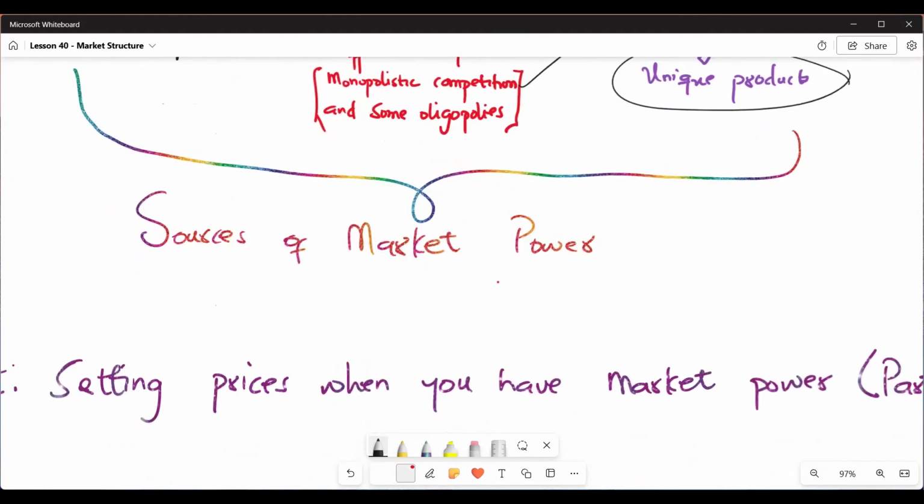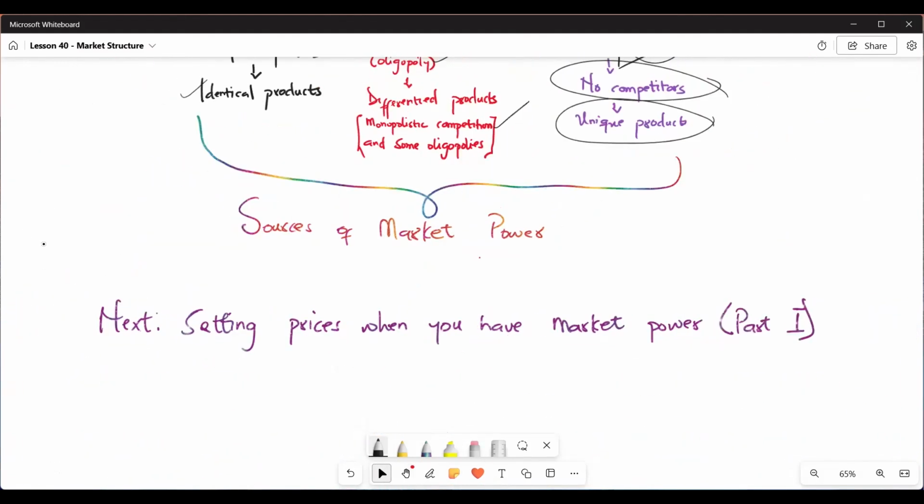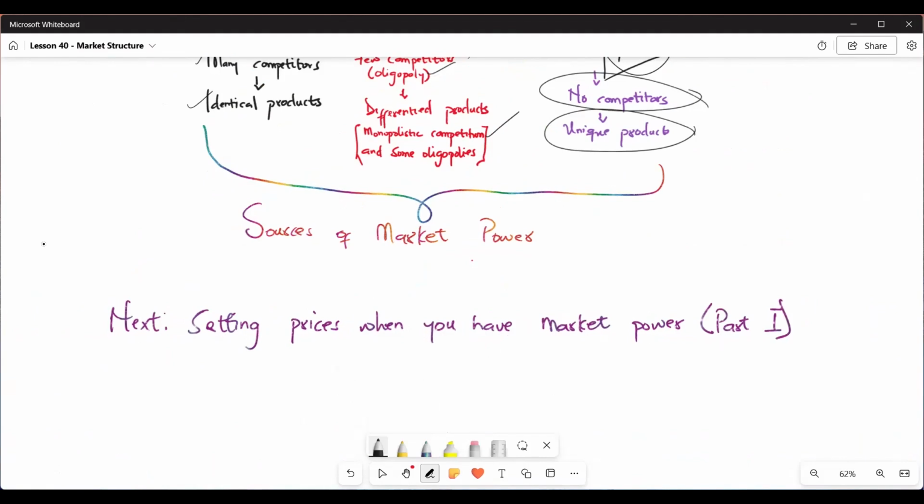So this is all that we have in our lesson on market structure. Our next lesson will be on setting prices when you have market power.